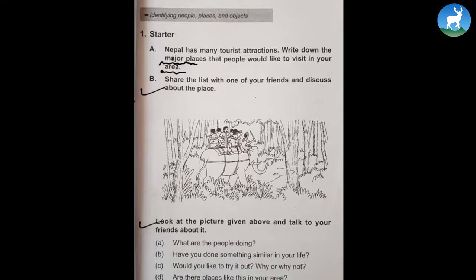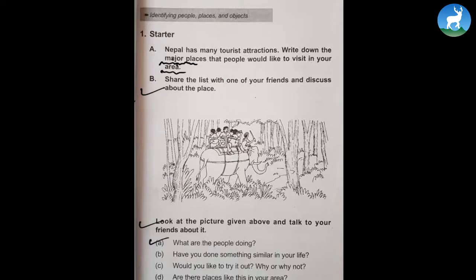Look at the picture given above and talk to your friends about it. So what do you see in the picture? Observe the picture. Come on. You have to observe the picture. So I give you some time to observe the picture. Have you observed it? And now that you're done with your observation, move forward to the questions. What are the people doing? The first question. What do you think the people are doing? You can answer it. What do you think they are doing?